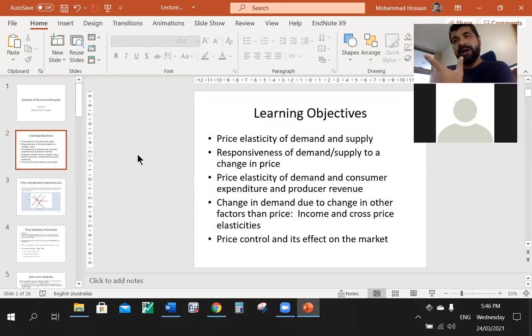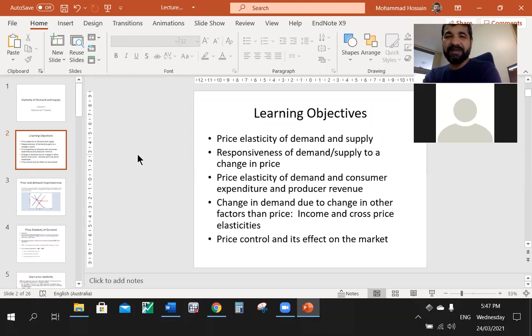But the question is by how much? If I increase the price by 2%, how much will my demand decrease? When I increase the price of a product, I understand that the demand will decrease. I understand that, that's all right. But I want to know by how much. That's the question. To answer this question, we have to learn elasticity of demand.